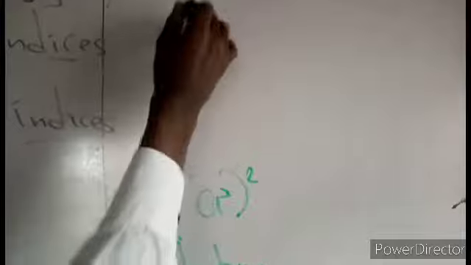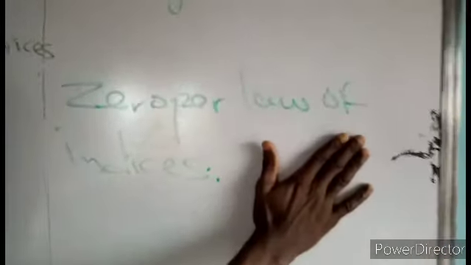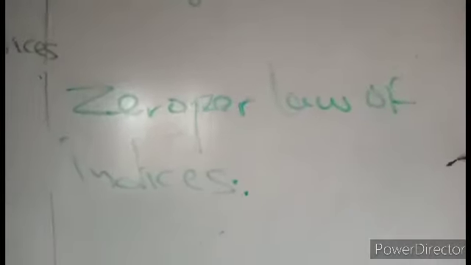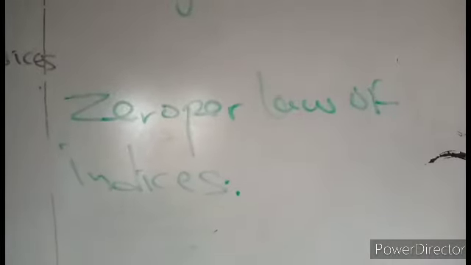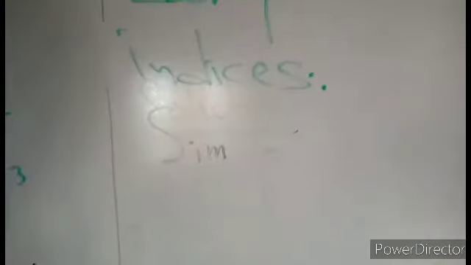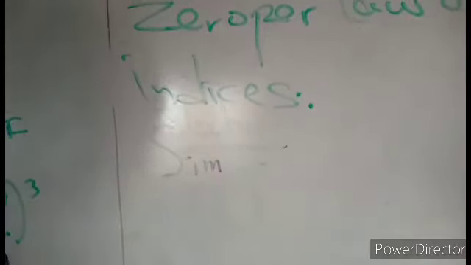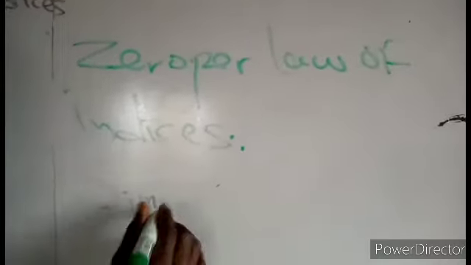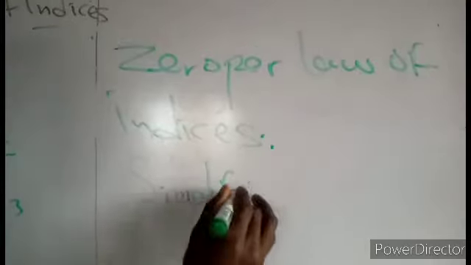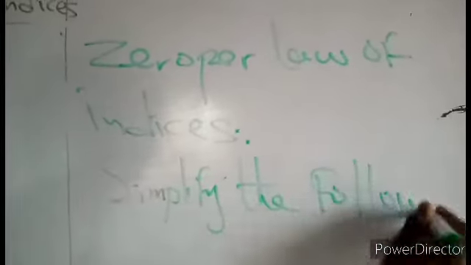Now, since I'm done with this, let's look at this. This is called the zero power law of indices. Now, when we talk of the zero power of indices, the question could be to simplify. Simplify the following. Yes, this could be a question.